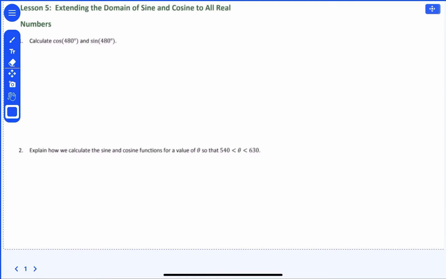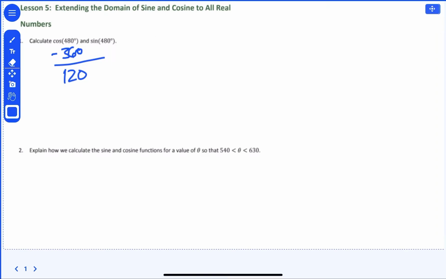Okay, so we know this is going to rotate around at least one time, right? Because it's more than 360. So what we would want to do is subtract 360. Well, that gives us 120. So it's rotated all the way around 360 degrees, and then it went 120 more degrees, right? Just knowing that much, we can already decide whether the cosine and the sine are positive or negative.